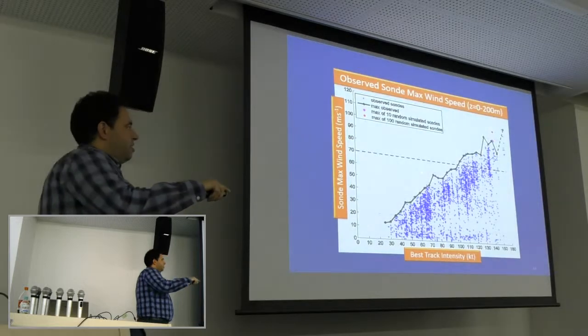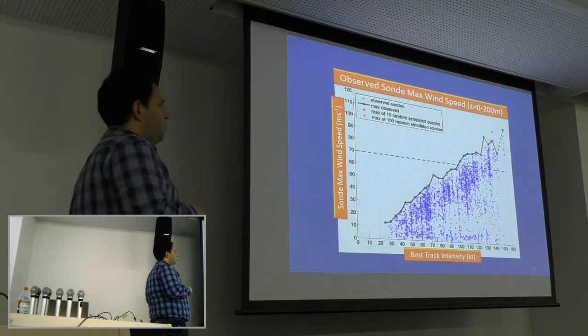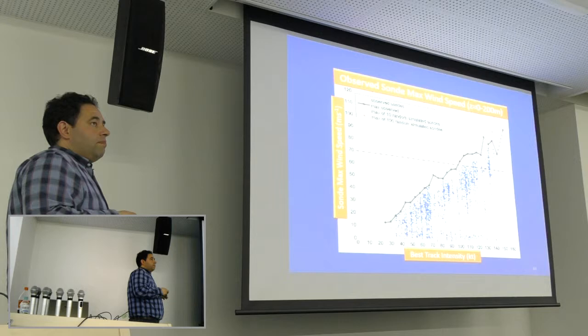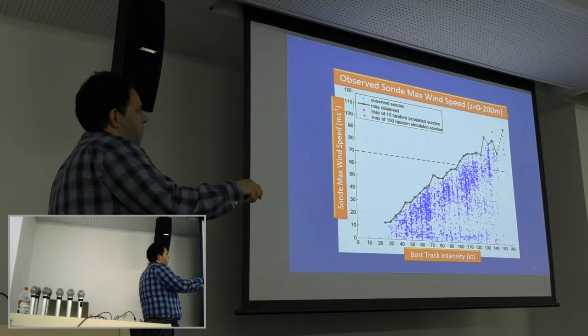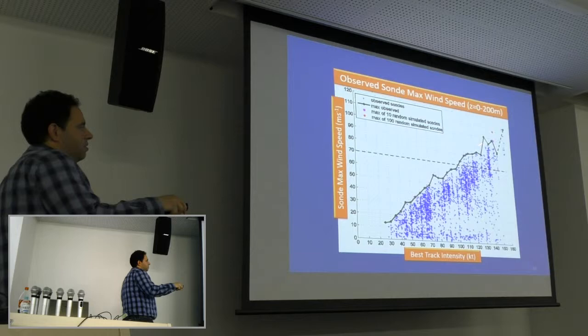Estimate the same thing. So this purple dot here shows what you would get if you took 10 random eyewall soundings in the simulation and found the maximum from them. And then you repeat that many times to get the expected value of that distribution. If you do that in simulation, which is about a 145, 150 knot storm, you get a value of about 100 meters per second, which is very similar to the observed estimate.